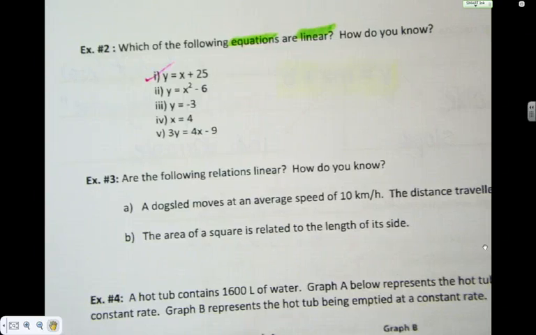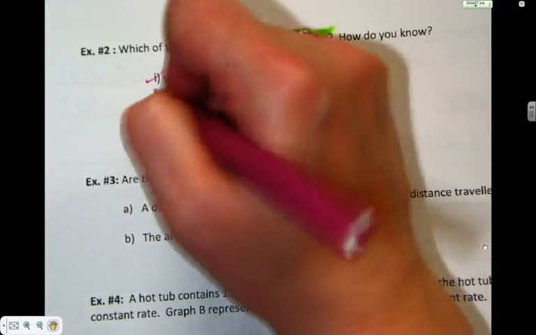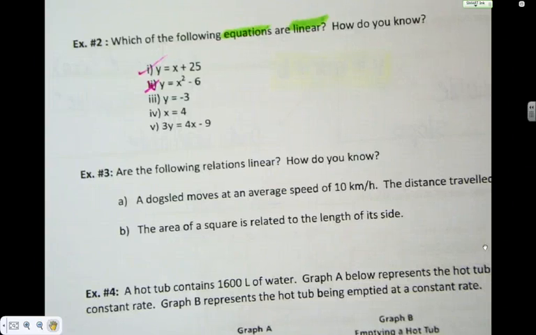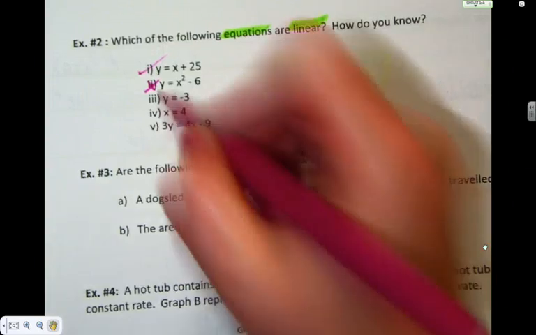Number 2, what's the exponent on y? 1. What's the exponent on x? Ooh, is that linear? No. Well, what if it doesn't even have an x? Well, that's okay. You're still looking for a highest exponent. What's the exponent on y? Linear.